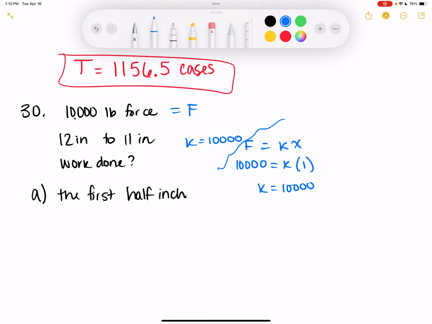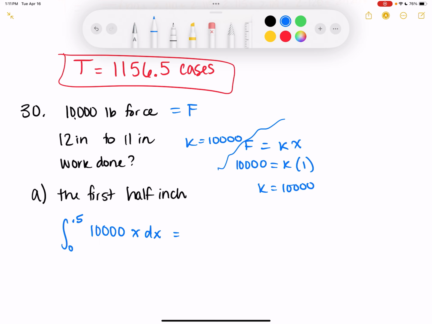So now I am going to integrate for the first half inch, but I don't have to do from 11.5 to 12. I can do from 0 to a half and make my life easier. So I'm going to integrate from 0 to 0.5 of 10,000 x dx.